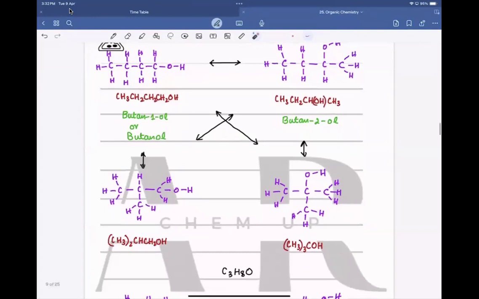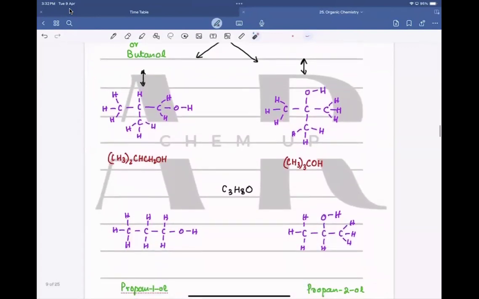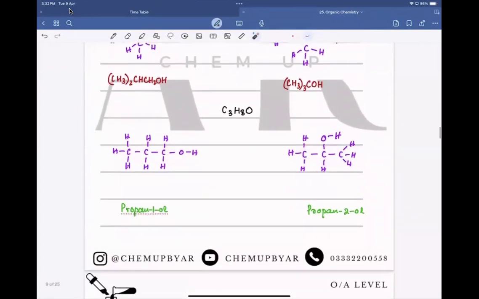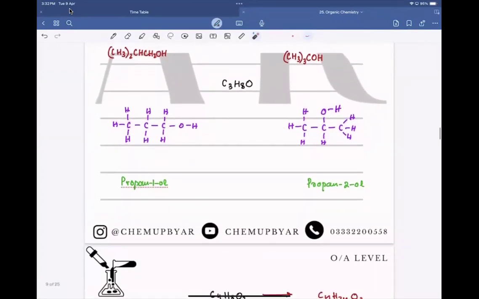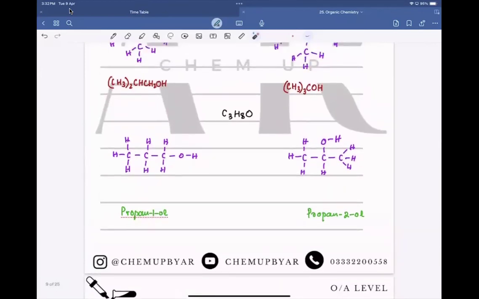Yes. Now C3H8O, another alcohol. As there are three carbon atoms, I cannot go for a branch. So I can just shift the position. Instead of propane-1-ol, I can make propane-2-ol, another isomer. So it has only two isomers. Is this clear to all of you? Yes. Okay.